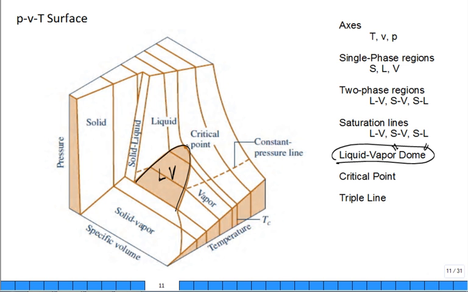What's at the top of the dome? Critical point. And that's the last point where, once I'm above the critical point, there's not a clear demarcation between what's a liquid and a vapor. It's actually called supercritical fluid. Supercritical fluid. Okay?